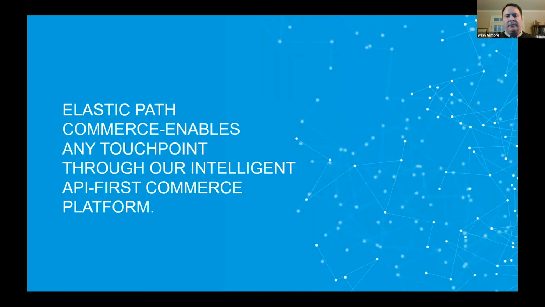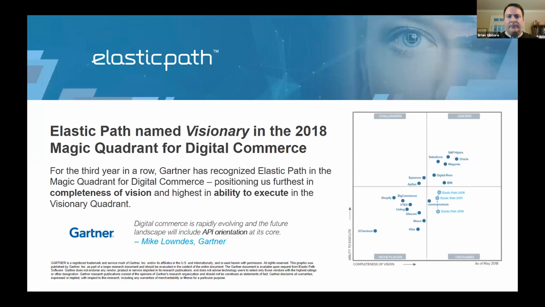But what makes us special? I think, in my opinion, we are able to power those commerce experiences in any touch point because of the unique and intelligent API-first design in our commerce platform. And we'll talk more about that as we go through today's webinar. If you talk to Gartner, they've given us high rankings because of our innovative approach to commerce. In 2018, we were named a visionary in the Magic Quadrant because of our completeness of vision and ability to execute. You'll see even more exciting news from us in Gartner in 2019 about our progress with commerce.